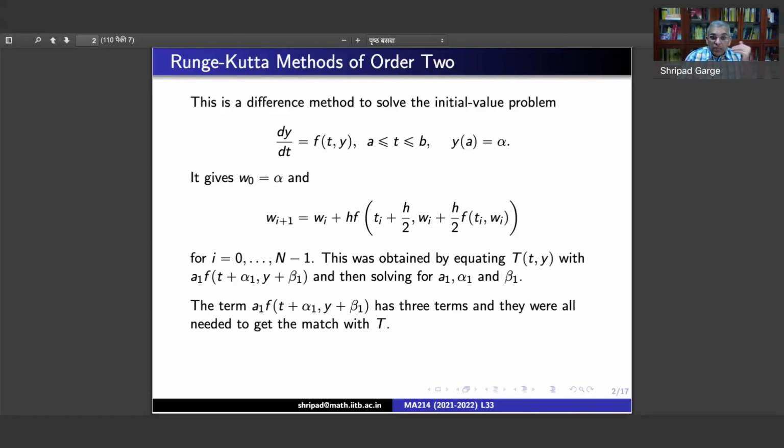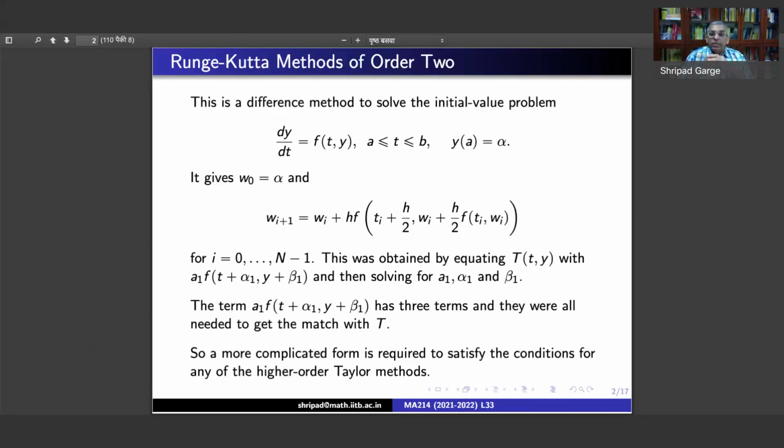If you want to use a higher order Taylor method, where would you use it? You will use it to compute this function value. We will use a higher order Taylor theorem to compute this value, and then we would equate with a possibly higher order capital T. Then you should have a more complicated form than the one that we have highlighted just now. That is necessary because with three values, this is the best that we can do. We cannot do anything better than this.